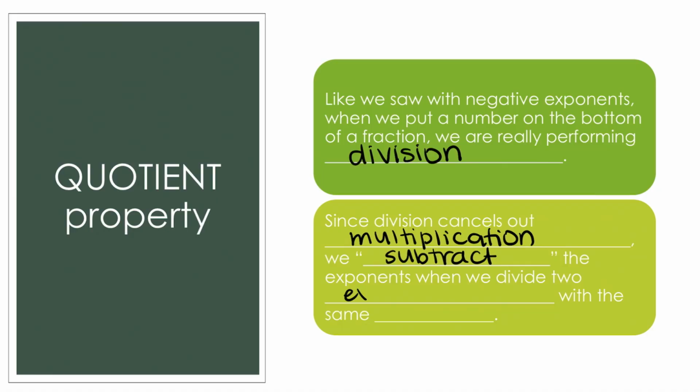Okay, so let's do some examples for that. It's really similar to the product property. Just remember that if you're multiplying, you add the exponents, and if you're dividing, you subtract the exponents.